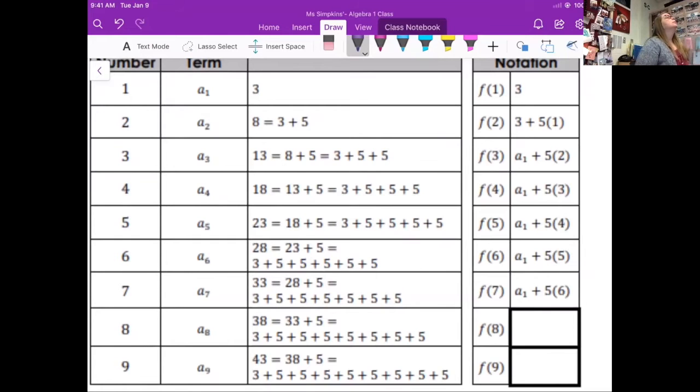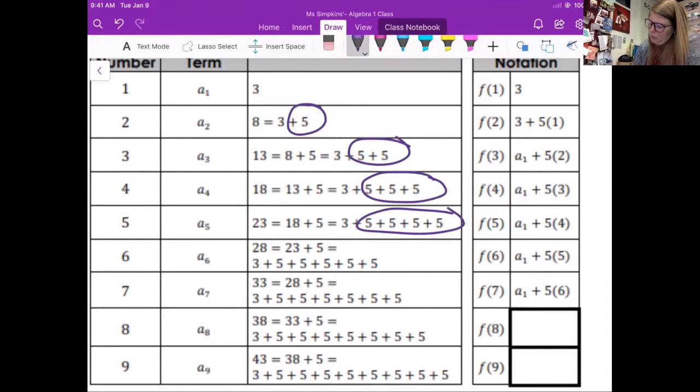Now, instead of using the previous term, we're going to base everything on 3, which is the first number, okay? So to find 8, how many 5s are we adding to 3? 1. For our third term of 13, how many 5s are we adding to 3? 2. To find 18, how many 5s do we add to 3? 3. To find 23, we add 4 5s.